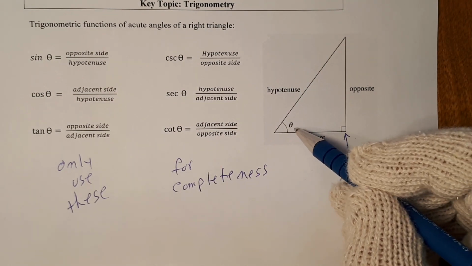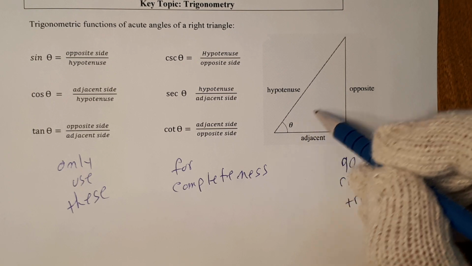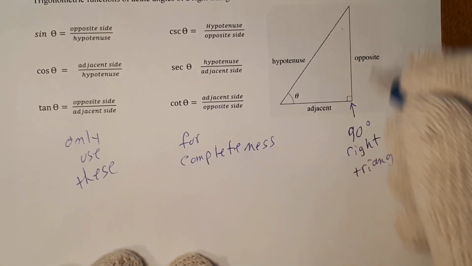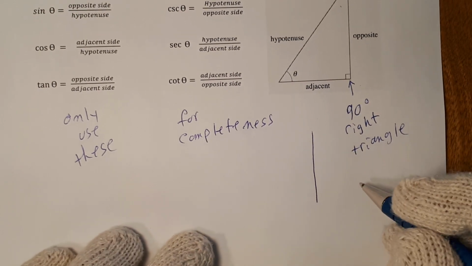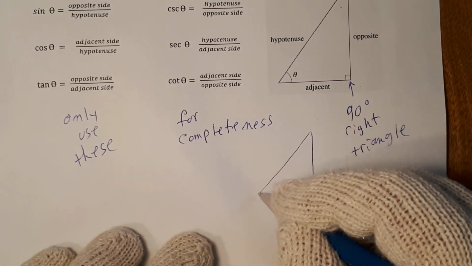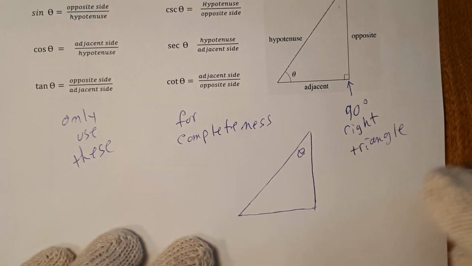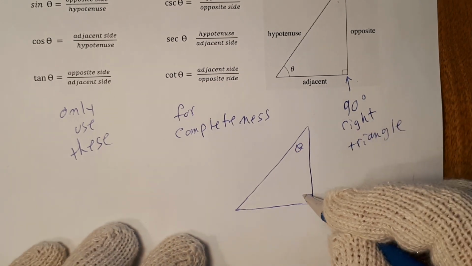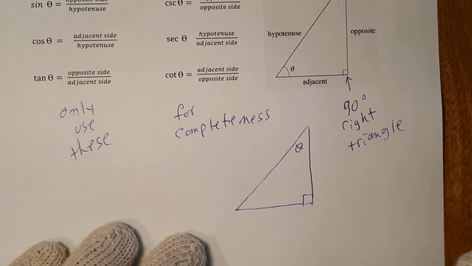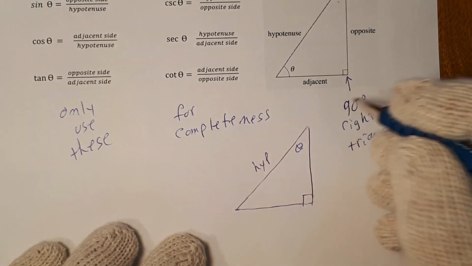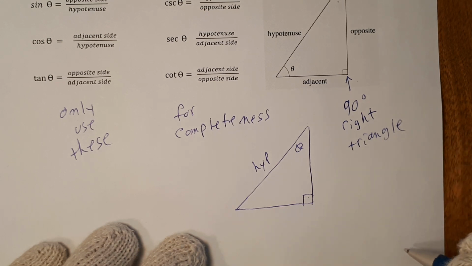However, theta does not have to be down here at the bottom left. It can also be this angle on the top right. For instance, if I redraw this triangle, and I'm going to place theta on the top. This is still a right angle triangle, so it's 90 degrees down this side. This length right here will be the hypotenuse. Hypotenuse is always opposite to 90 degrees.